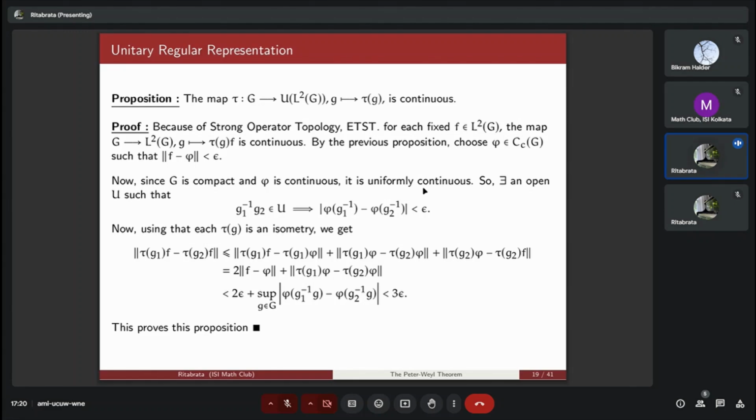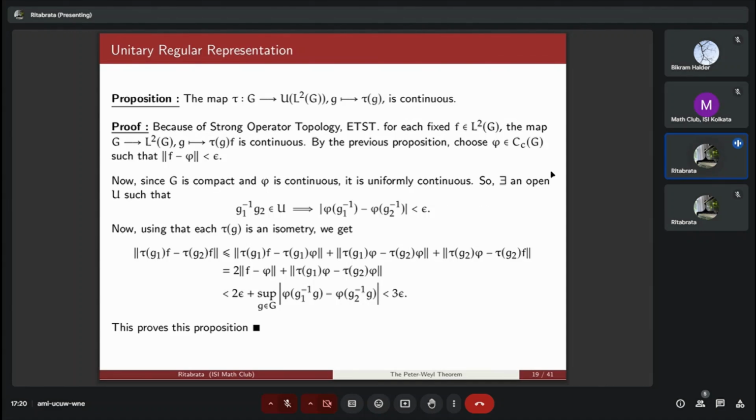Again, uniform continuity is generally meant for metric spaces. G is not a metric space in general, but there's something called uniform spaces, and we can define a very general setup of uniform continuity on those spaces. I'll not go into the detail, but this is what we mean by uniform continuity on topological groups.